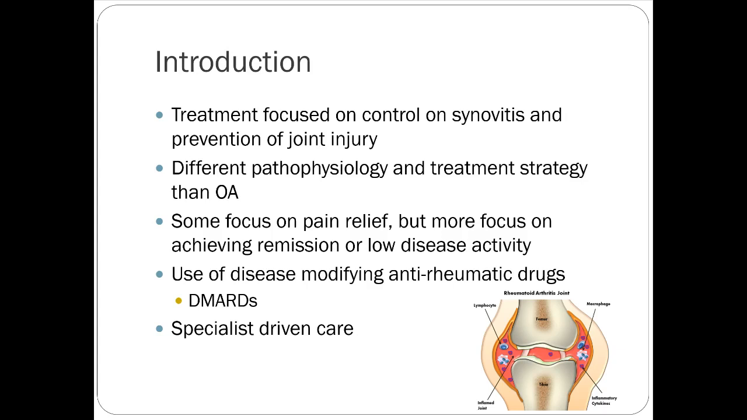Our treatment is focused on control of joint inflammation and injury, and again, we talked about the differences. The pathophysiology is different. It's an autoimmune disease. It's attacking the joint space. One thing about rheumatoid arthritis is that usually if somebody has it, they have bilateral symptoms. So it's going to affect joints on both sides of the body, whereas with osteo, a lot of times we will see unilateral symptoms.